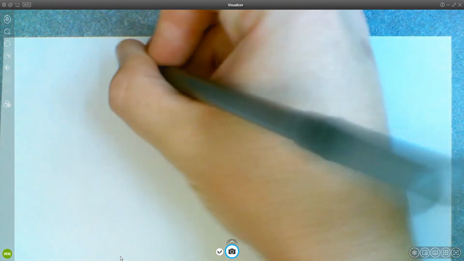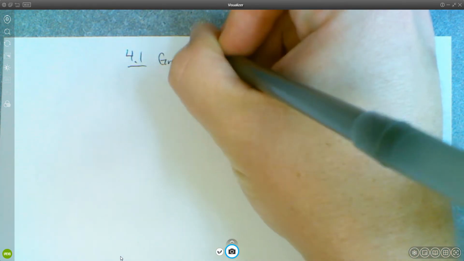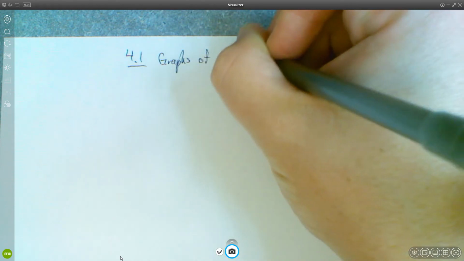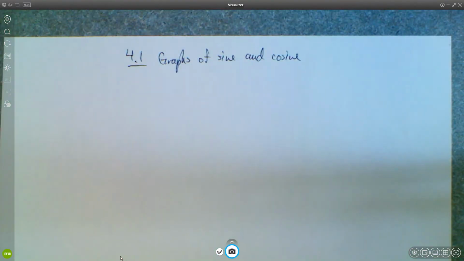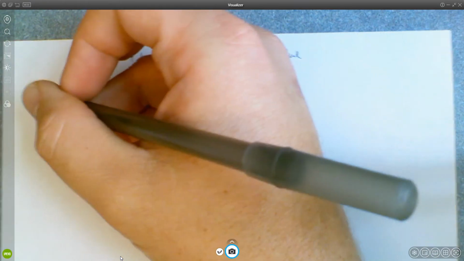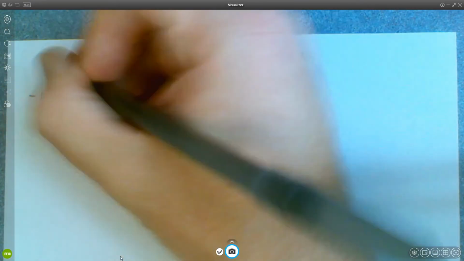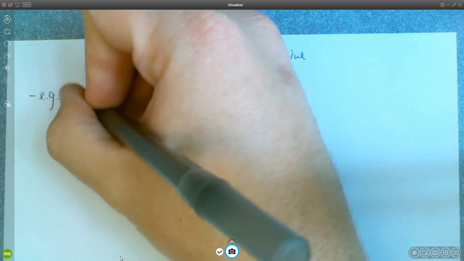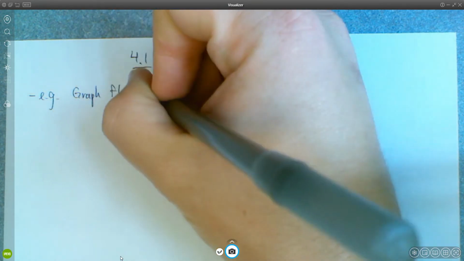So this is 4.1. Graphs of sine and cosine. And we'll also talk about the other trig functions a little bit later. Let's talk about the graphs of sine and cosine. So to begin with, let's start off by graphing f of x equals sine x.